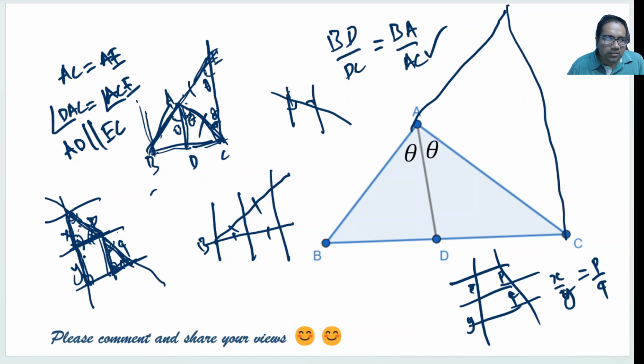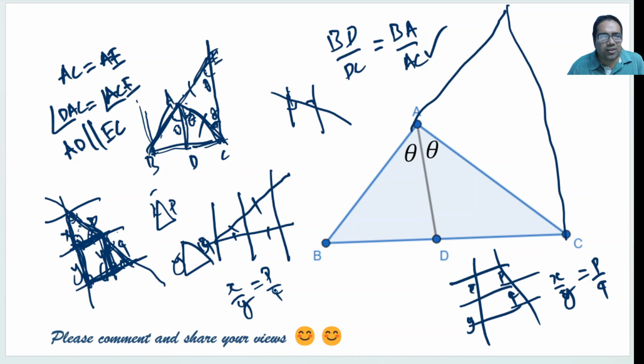Now this part is a parallelogram, because it is between two parallel lines. That means this equals y. And these two are similar triangles. This is x, this is y, this is p, this is q. So x by y equals p by q automatically, because in similar triangles the ratio of corresponding sides is equal. If this is z and this is w, then it equals z by w also. So that's how we prove this.